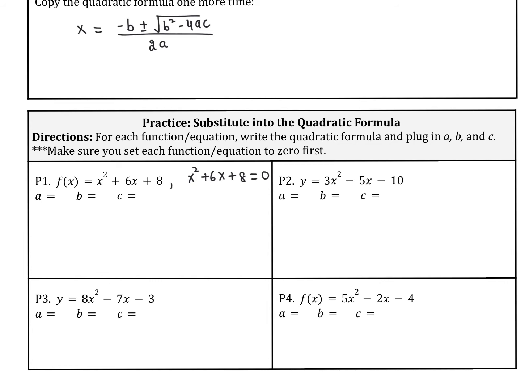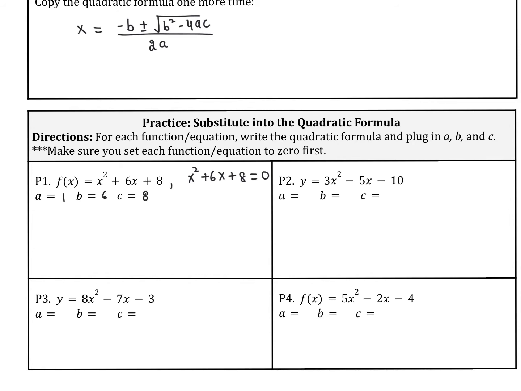Now the next step is to recognize what a, b, and c are. So here, if you look at this equation, a is 1, b is 6, and c is 8.